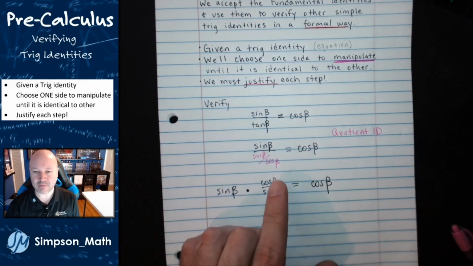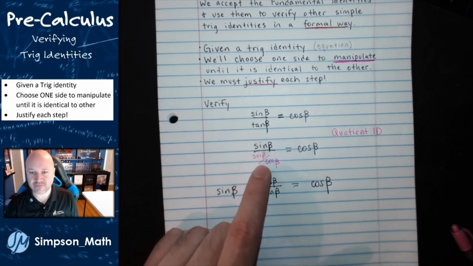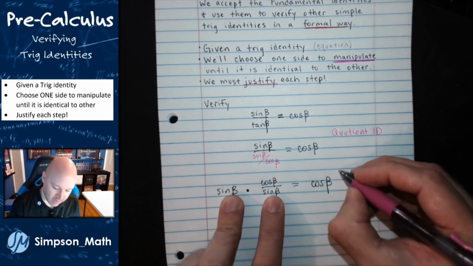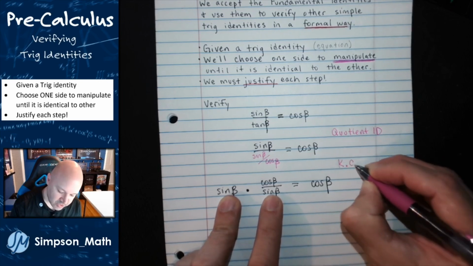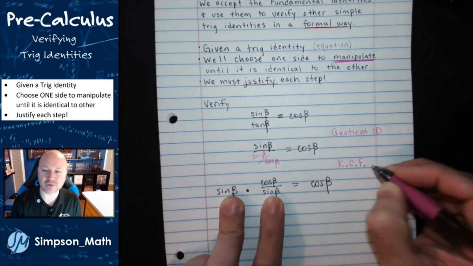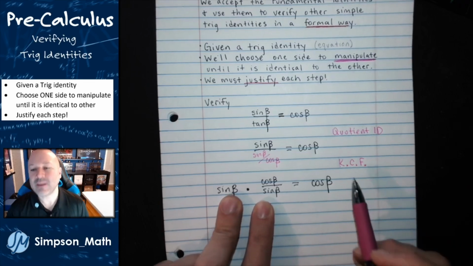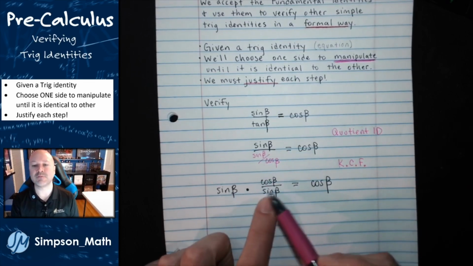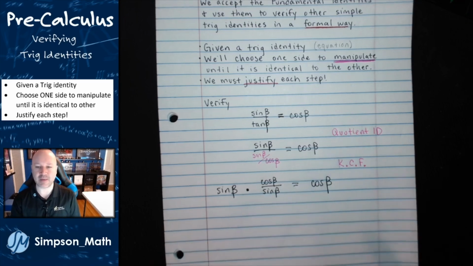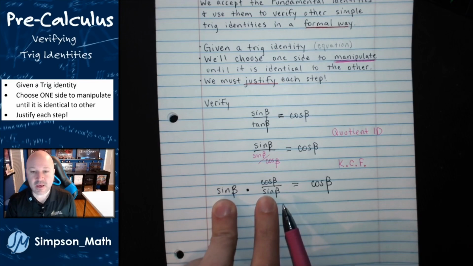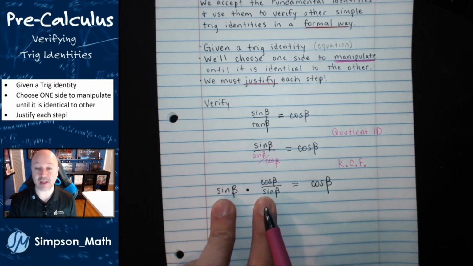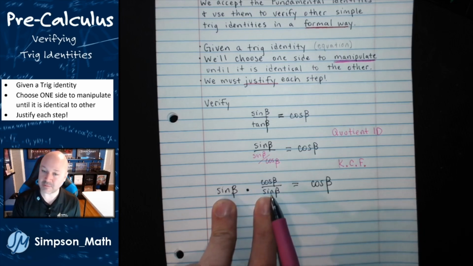Now, how did I get from that freaky-looking fraction to look like this? Well, I called that keep, change, flip. Now, that's not universal, but I think everyone would understand. If you're dividing by a fraction, you need to maybe multiply by the reciprocal. Everyone should understand that part. Oh, and if I multiply, then I have a sine b in the numerator position and a sine b in the denominator position. So what's going to happen to those sine b's?